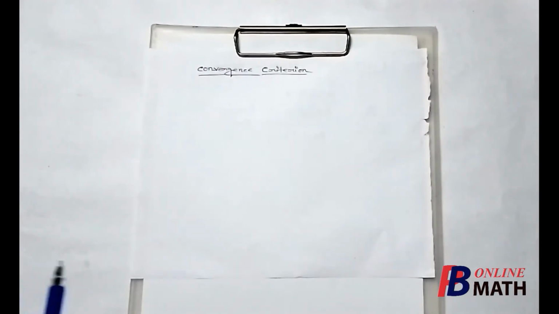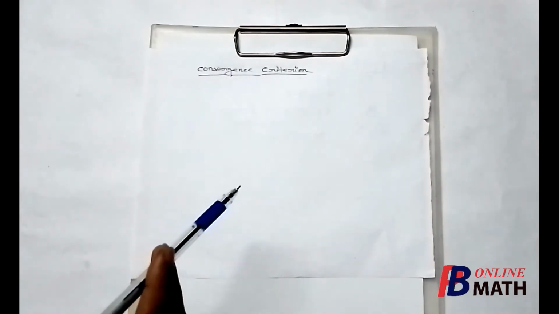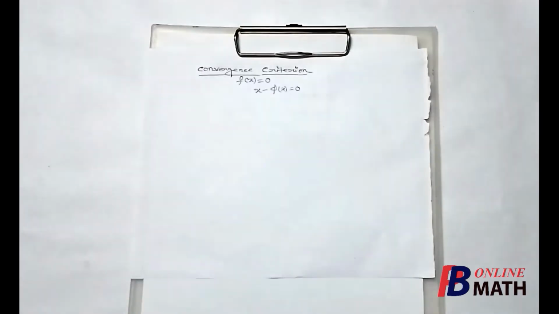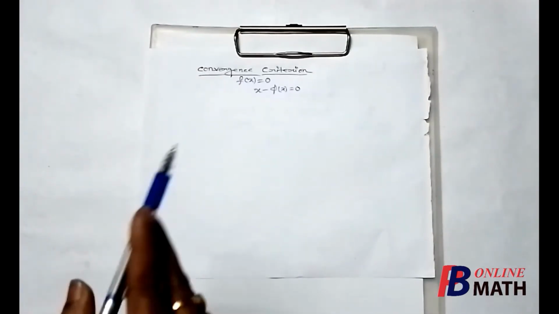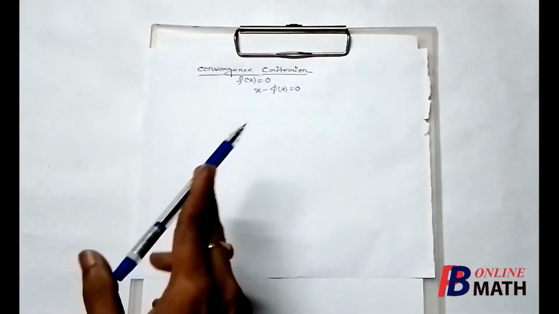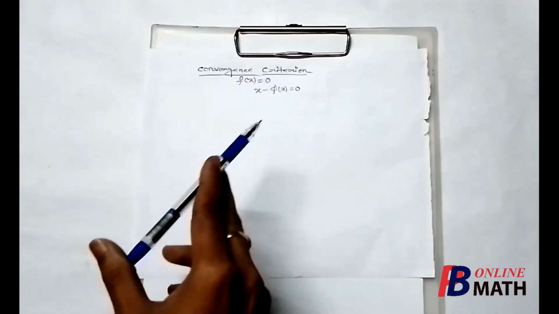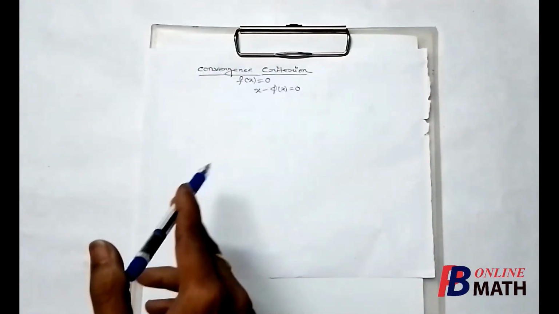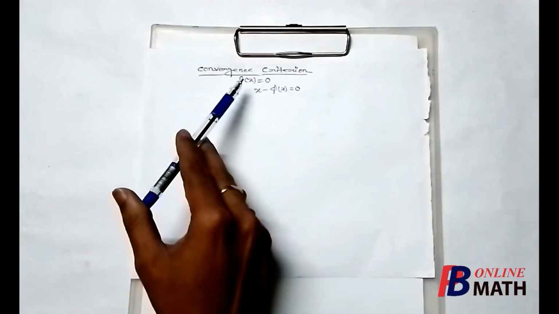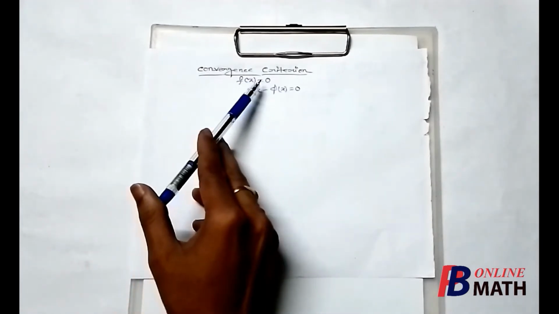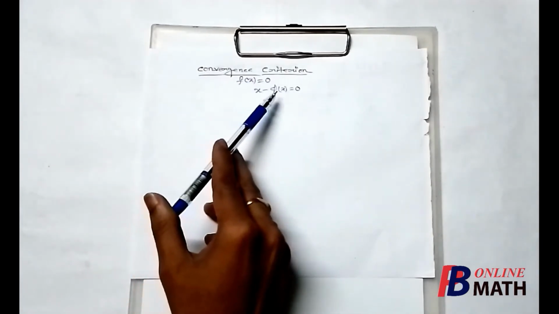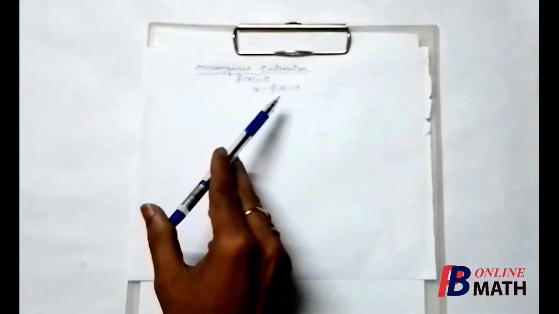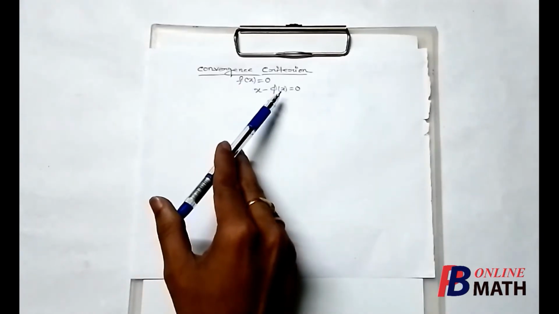Now we shall discuss the convergence criteria for the fixed point iteration method. As I have said, the given equation f(x) = 0 can be written as x minus phi(x) equal to 0, or x equals phi(x). So we can express the equation f(x) = 0 as x = phi(x) in different ways by selecting different types of the function phi(x).